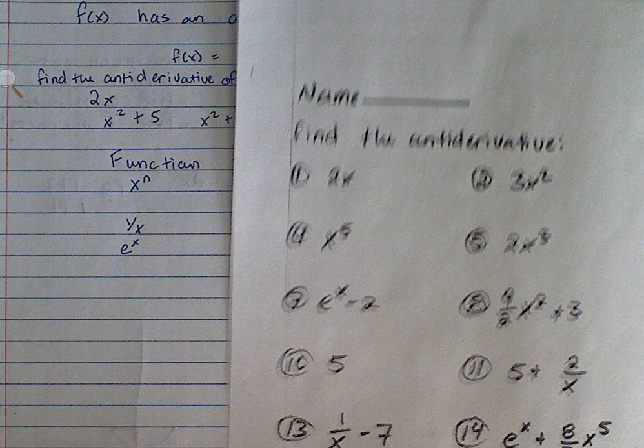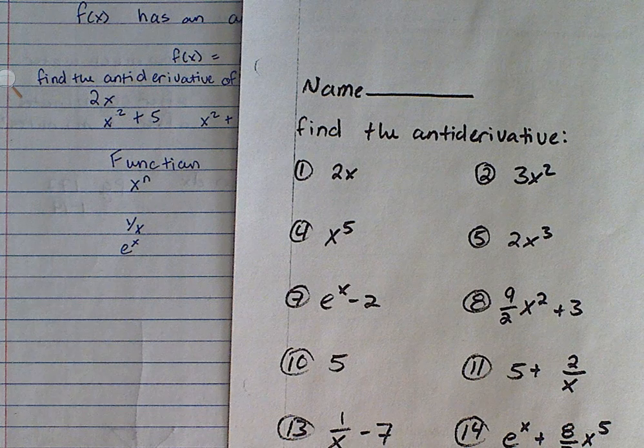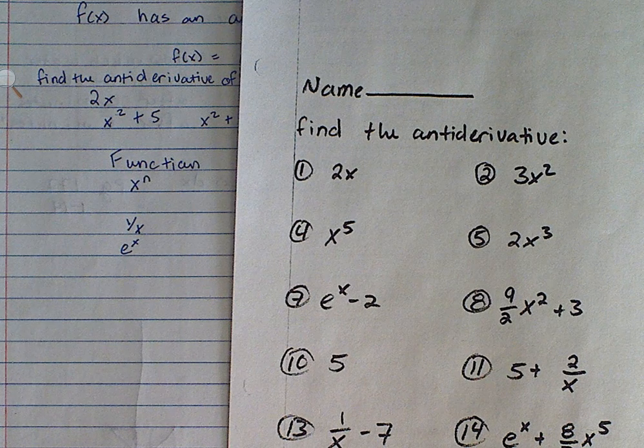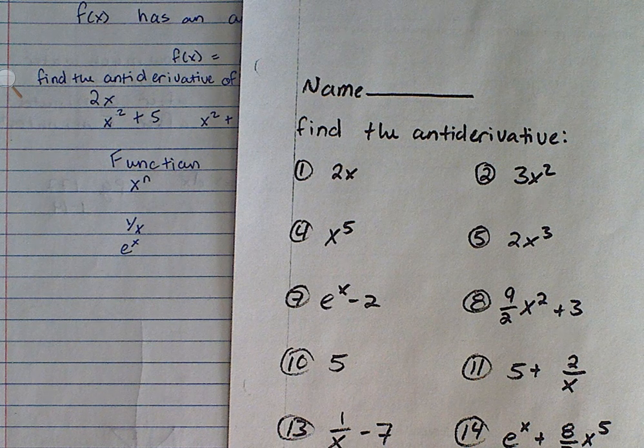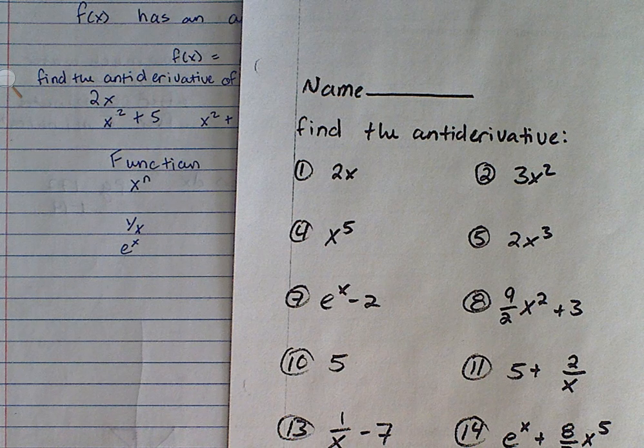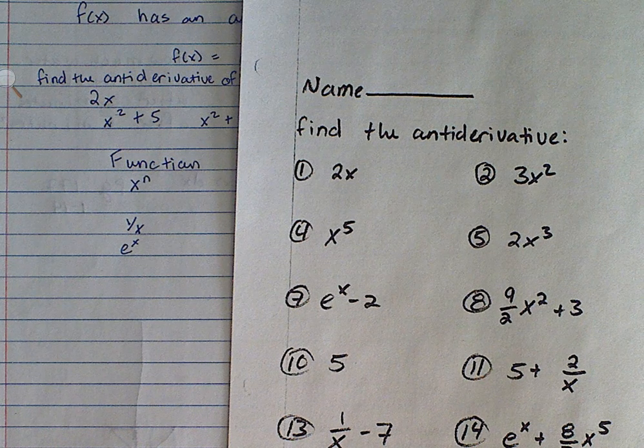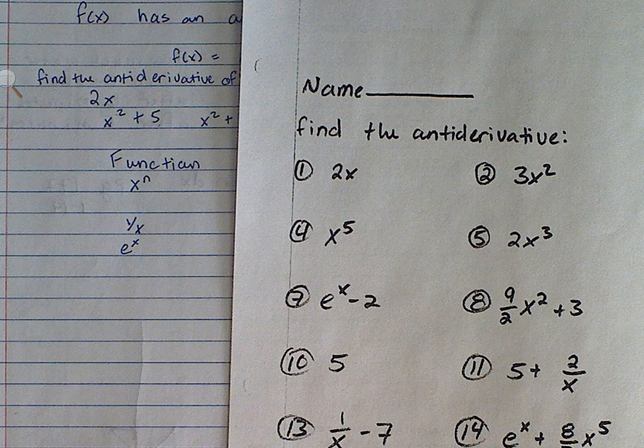So you're going to focus on the power for a moment. I'm going to leave the 2 alone. So x to the third turns into x to the fourth over, and then whatever that number was, you're going to put down here. We're going to put the 2 back where it was. Why do you put this one? Because that's what the power rule says to do.